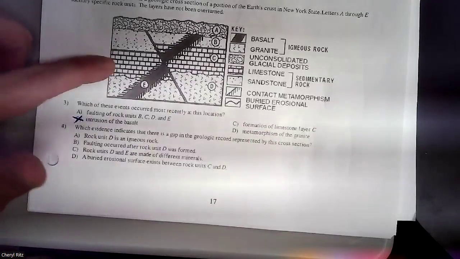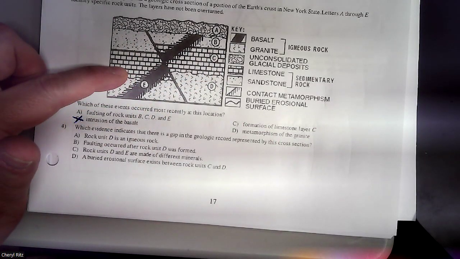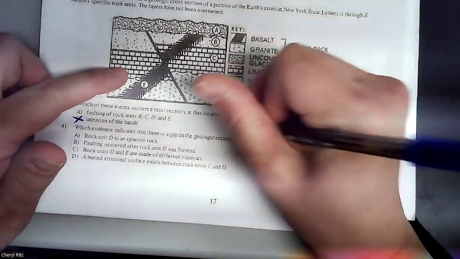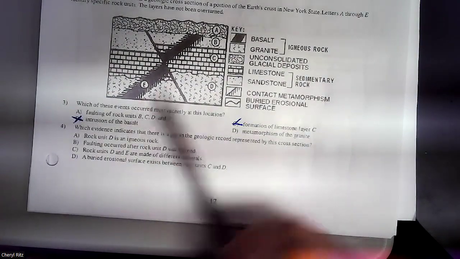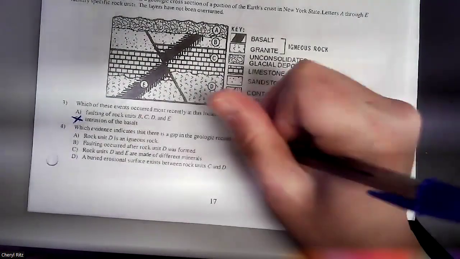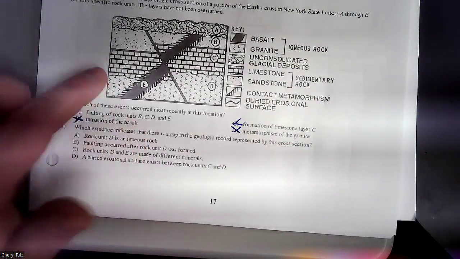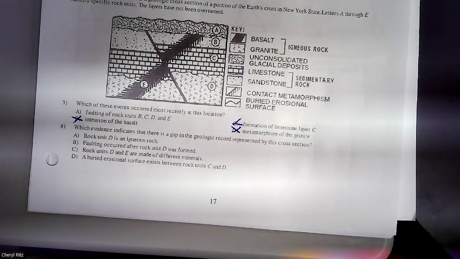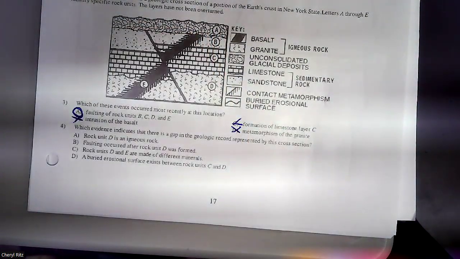Is the formation of C, this limestone layer, the youngest? No, because it's down below all those other things. Is it the metamorphism of the granite down here? No, because again, that fault was younger. So could it be the faulting of B, C, D, and E? Yeah. So you do have to go through all of those sometimes.